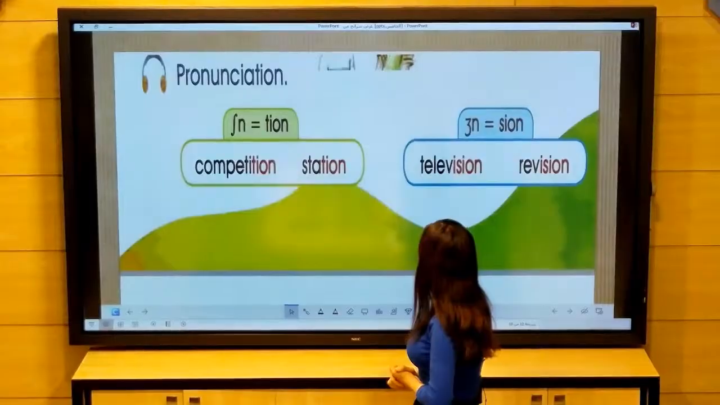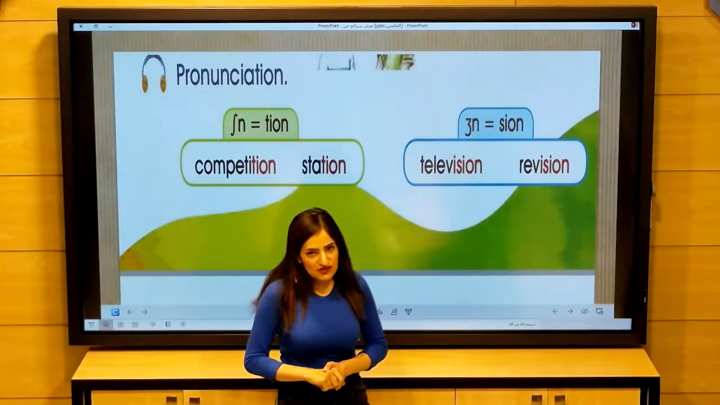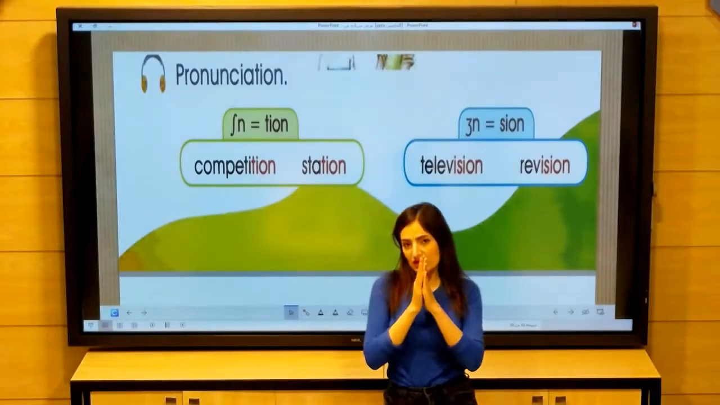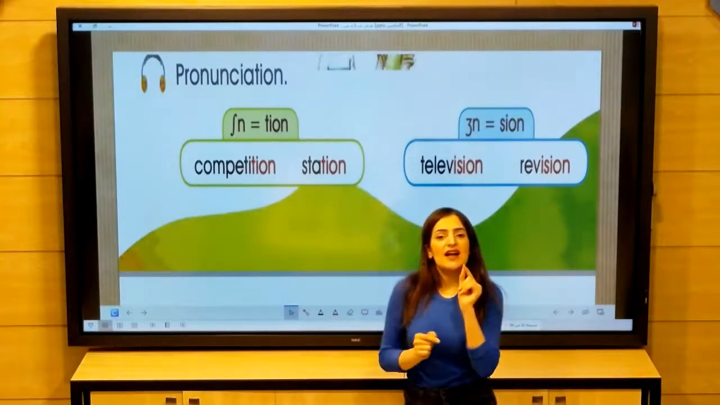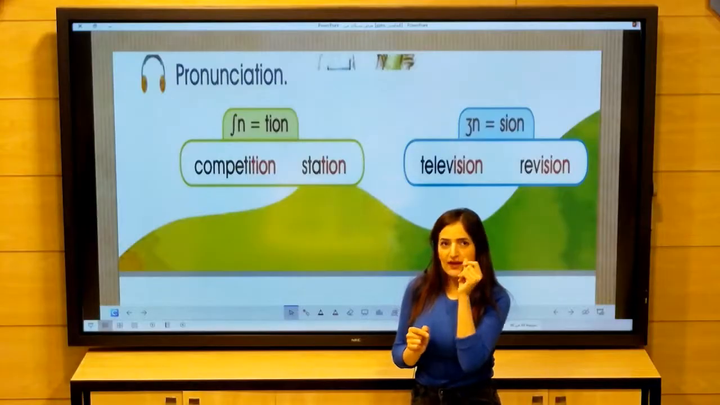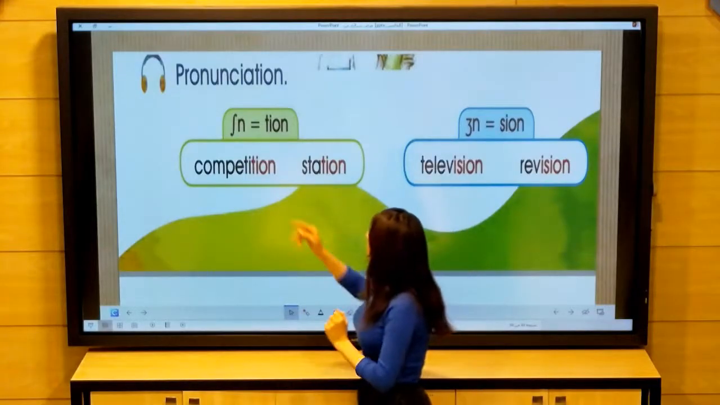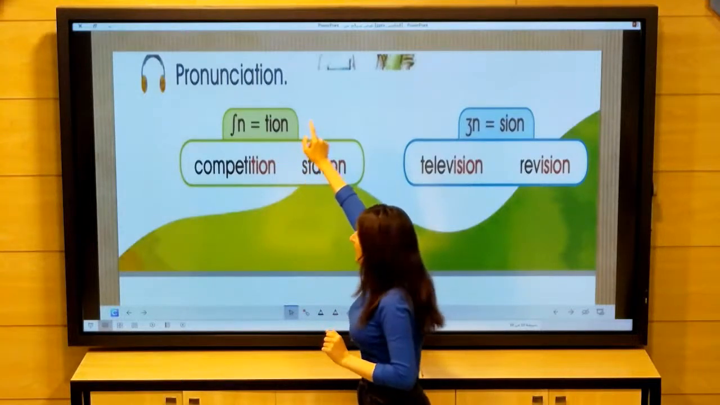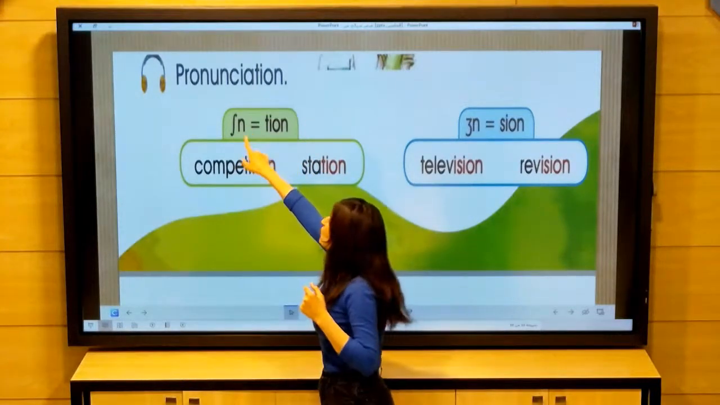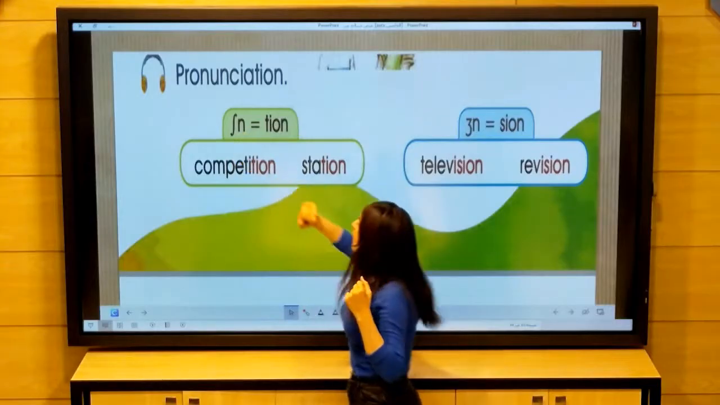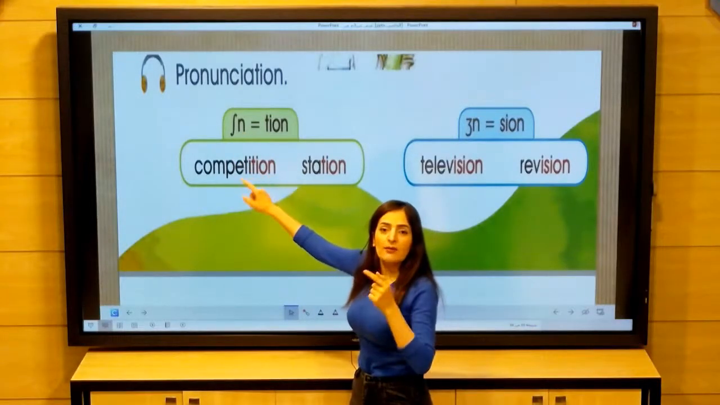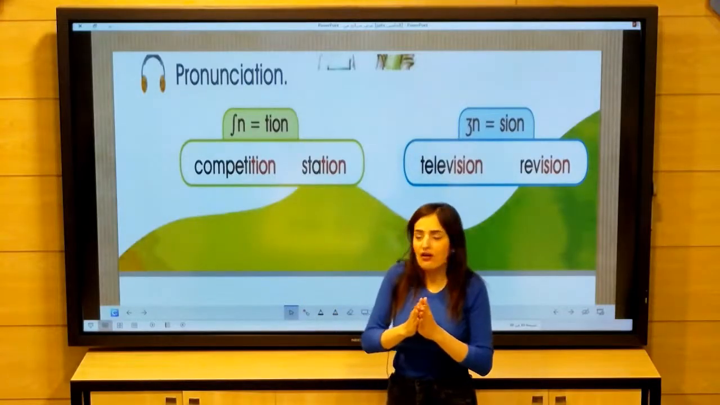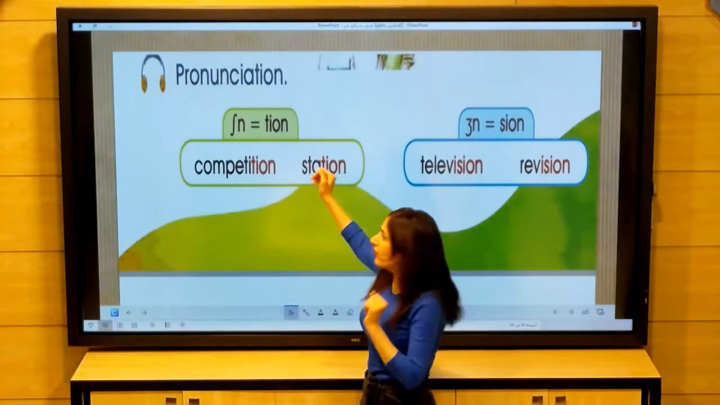Now, we will talk about the pronunciation. We have here 2 letters, okay, combined with each other. They make the same sound, one sound. Look here. T-I-O-N, in the phonetics, I will say "shin", "shin". Competition, competition, okay? In Arabic, the letter sheen, sha. In English, shin, okay?